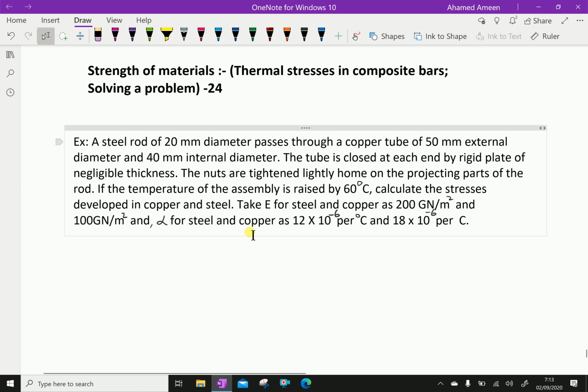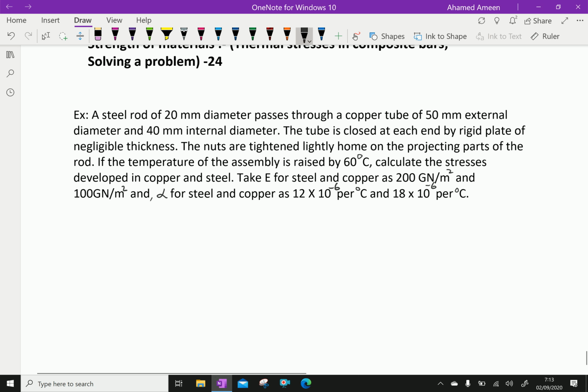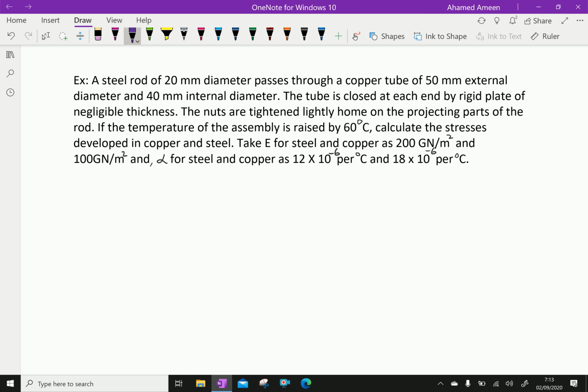steel. Take E for steel and copper as 200 giganewton per meter squared and 100 giganewton per meter squared, and alpha for steel and copper as 12 into 10 power minus 6 per degree centigrade and 18 into 10 power minus 6 per degree centigrade. Let us start the problem.